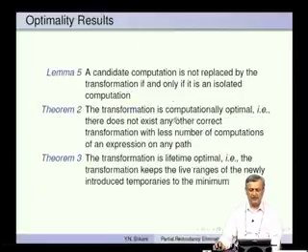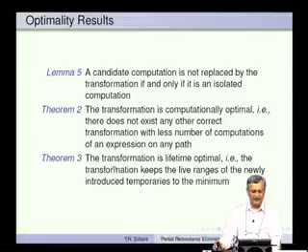Theorem 2 says the transformation is computationally optimal. This is an important result, that is there does not exist any other correct transformation with less number of computations of an expression on any path. So, we have introduced the minimum number of computations necessary. We have not introduced even one extra computation, everything is optimal. Okay.